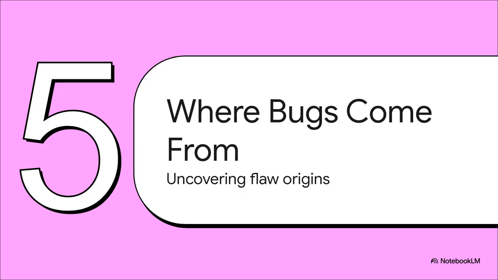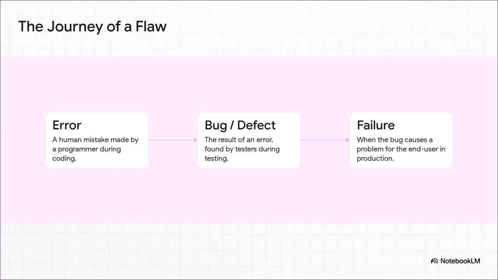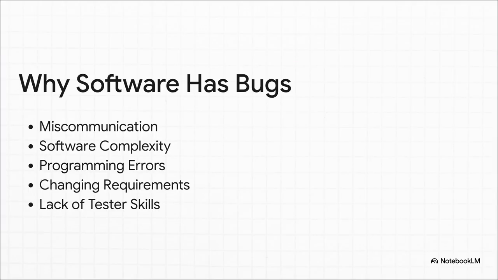All right, for our final piece of the puzzle, let's play detective. We know testing is all about finding bugs, but why does software even have them in the first place? Where do they come from? So, a problem that ends up crashing your app doesn't just appear out of nowhere. It actually starts with something really small, an error. This is just a simple human mistake, like a typo a programmer makes in the code. If that doesn't get caught during testing, that error becomes a bug that's just sitting there, hiding in the software. And if it still isn't found and gets released, well, that's when it becomes a failure, the crash that ruins your day.